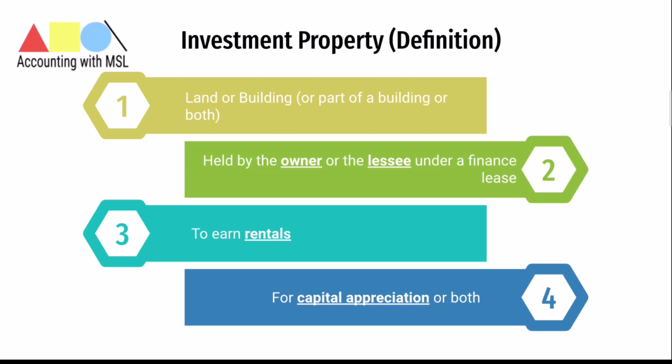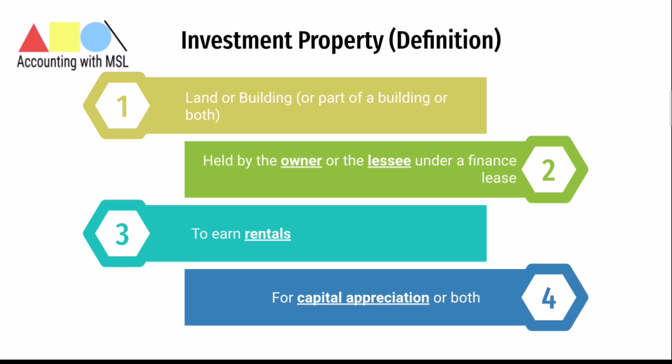Some examples of investment property as provided for under IAS 40 include any land that is held for long-term capital appreciation, any land that is held for a currently undetermined future use, any building that is leased out under an operating lease, any vacant building held to be leased out under an operating lease, and any property that is being constructed or developed for future use as an investment property.